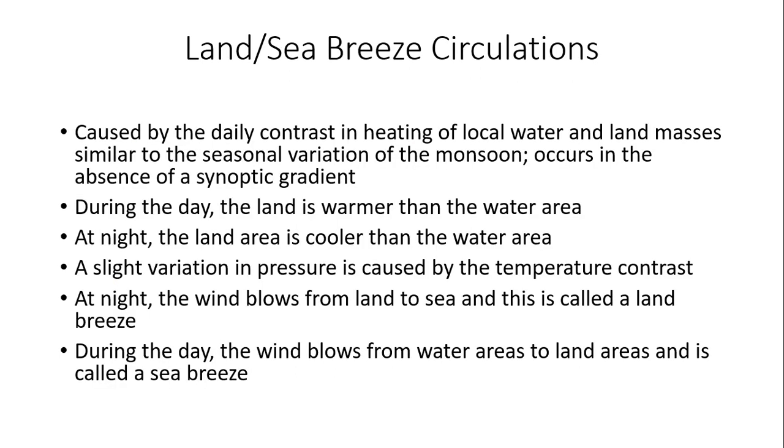And finally, let's talk about land sea breeze circulations. These are caused by the daily contrast and heating of local water and land masses, similar to the seasonal variation of the monsoon, but this is a much smaller scale. And these land sea breezes typically occur in summertime when you don't really have a lot of pressure gradient. There's not really a synoptic gradient. You don't really have large differences in the pressures between high and low pressure systems in the summertime because the temperature contrast is much less, and the land is heated pretty much uniformly across a large part of the U.S.